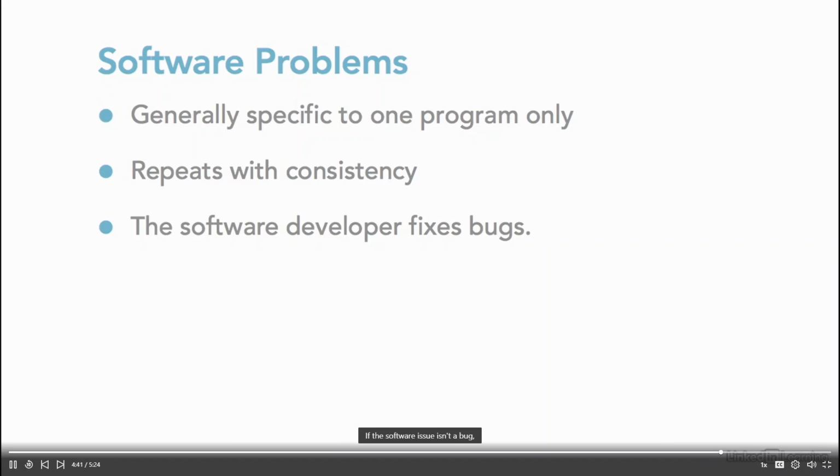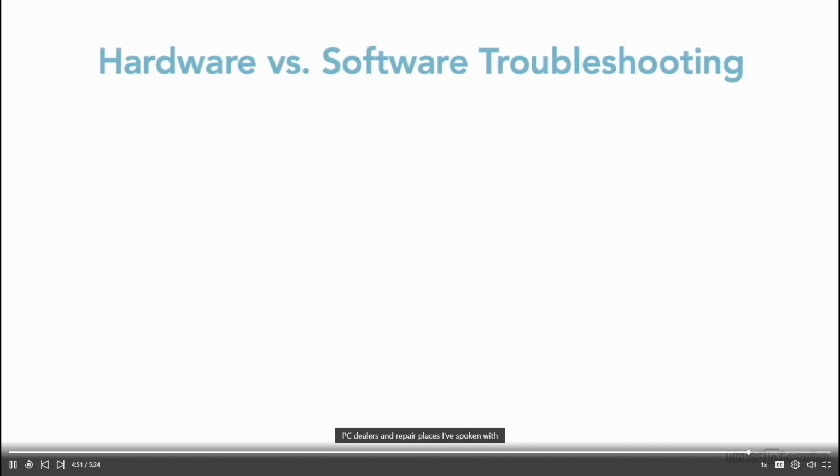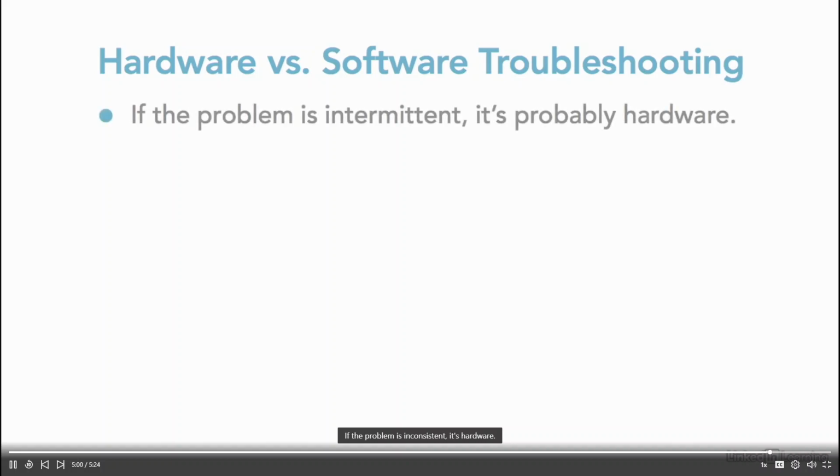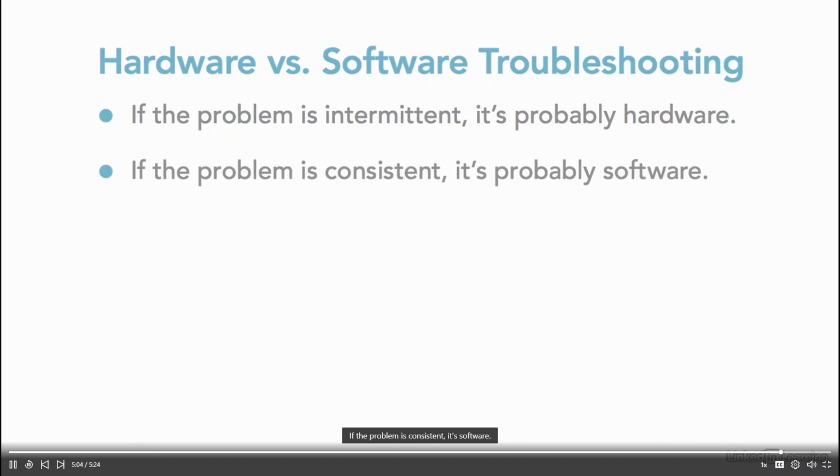If the software issue isn't a bug, then it's probably hardware, in which case you perform diagnostic tests on the PC to confirm that the hardware is functioning properly. PC dealers and repair places I've spoken with have 3 general rules when it comes to determining whether a problem is hardware or software. If the problem is inconsistent, it's hardware. If the problem is consistent, it's software.